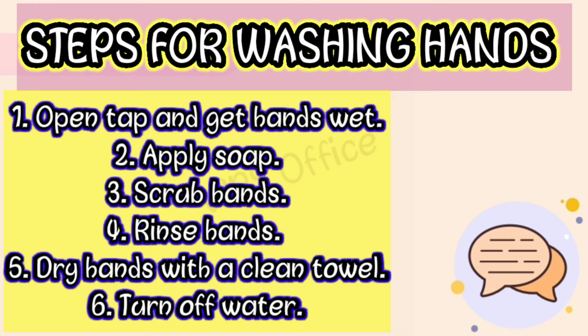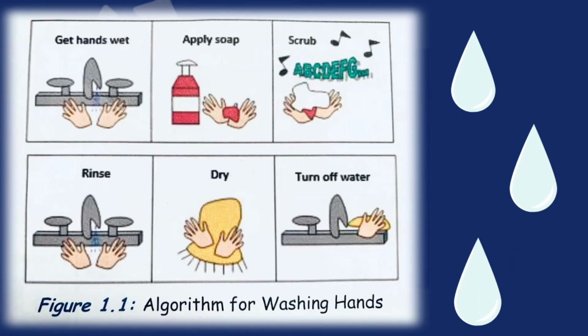For washing our hands, the first step we have here is to open the tap and get hands wet. If you want to wash your hands, you open the tap and get your hands wet. 2, apply soap. 3, scrub your hands. 4, rinse hands. 5, dry hands with a clean towel. And 6, turn off tap.